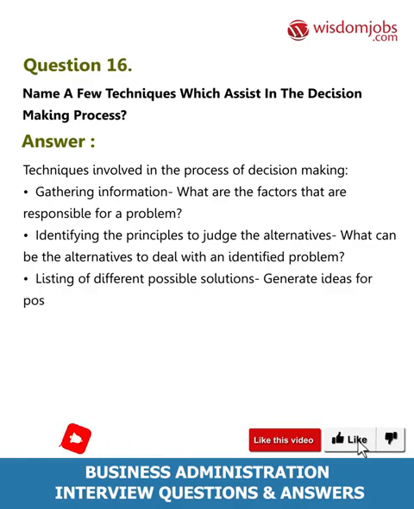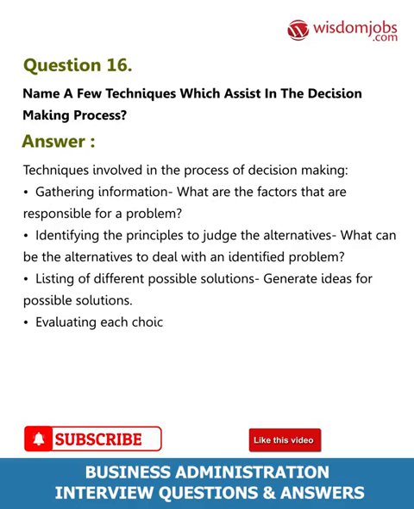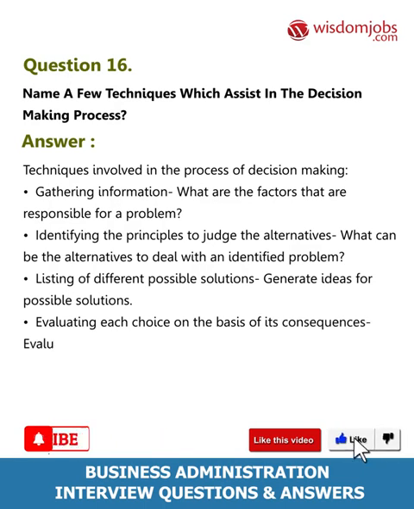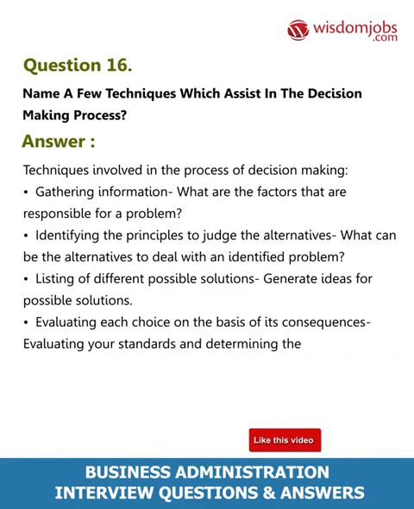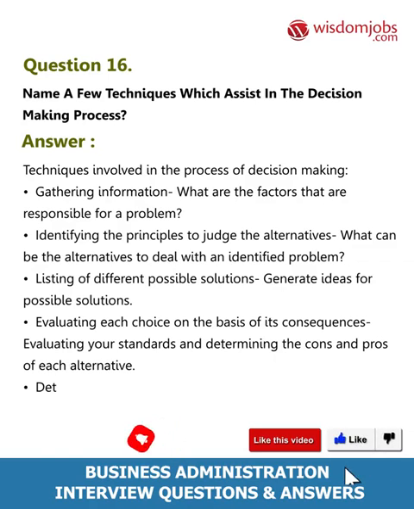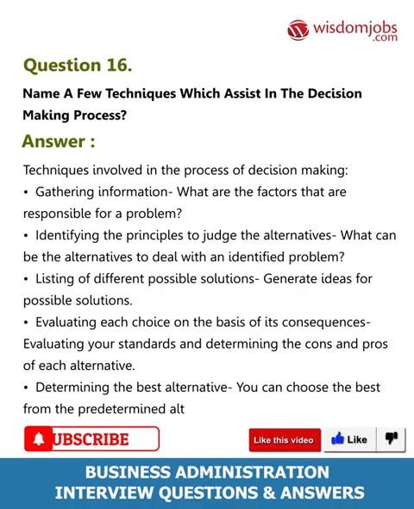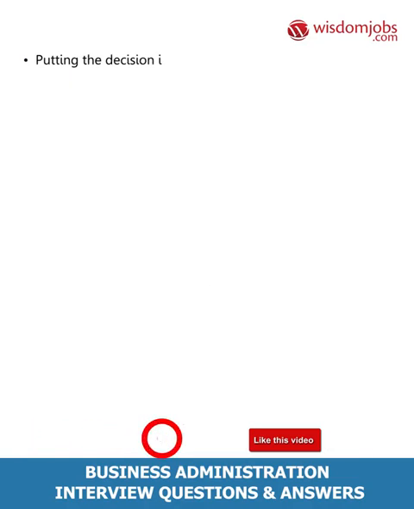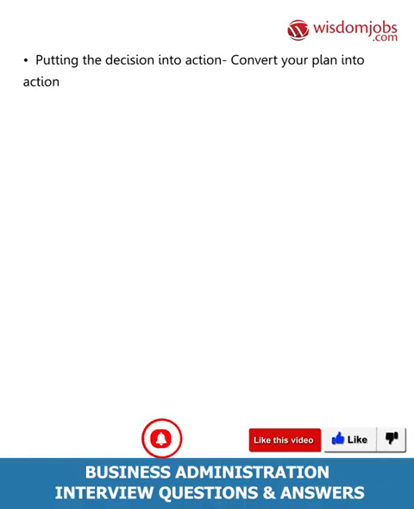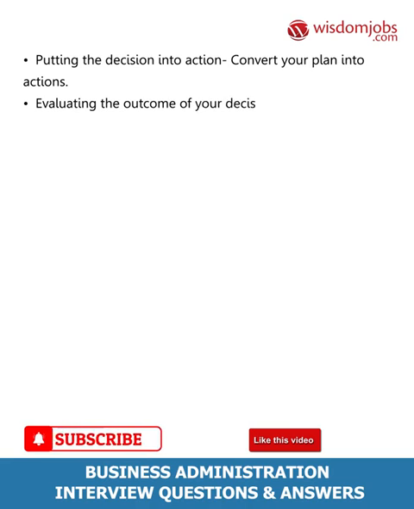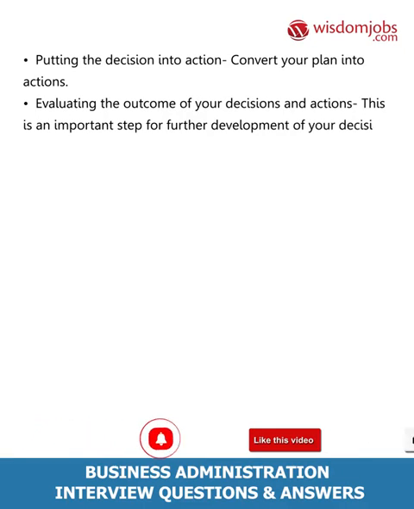Generate ideas for possible solutions. Evaluating each choice on the basis of its consequences. Evaluating your standards and determining the cons and pros of each alternative. Determining the best alternative. You can choose the best from the predetermined alternatives. Putting the decision into action. Convert your plan into actions. Evaluating the outcome of your decisions and actions. This is an important step for further development of your decision-making and judgment skills.